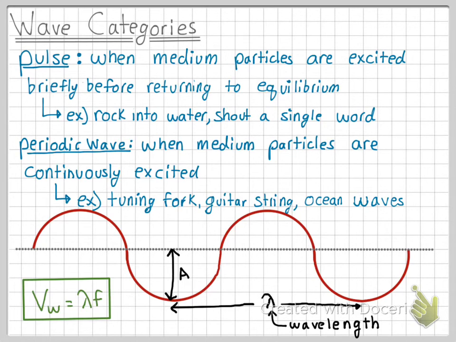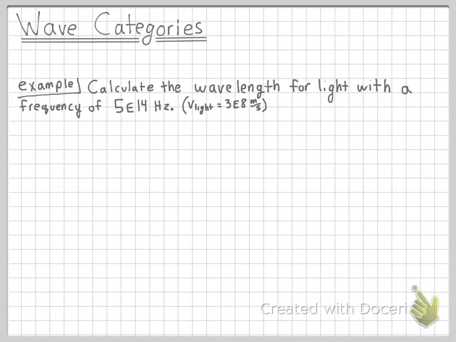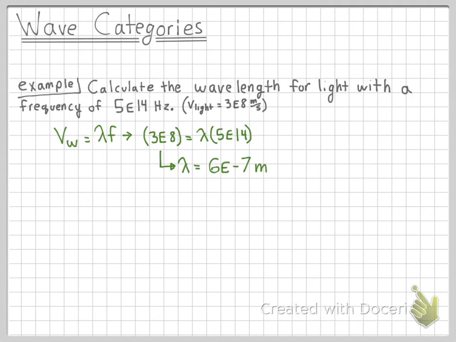The equation for the velocity of a wave is the wavelength multiplied by the frequency of the wave. Let's do an example. We want to calculate the wavelength for light that has a frequency of 5 times 10 to the 14 hertz, and the velocity of light is 3 times 10 to the 8th meters per second. So we have our velocity of a wave equation, and we can fill in our known values, and when we solve, we see that the wavelength for light is 6 times 10 to the negative 7th meters.